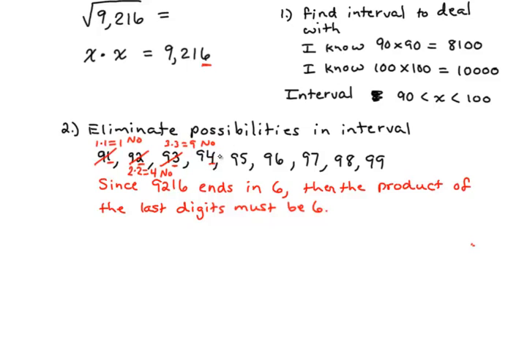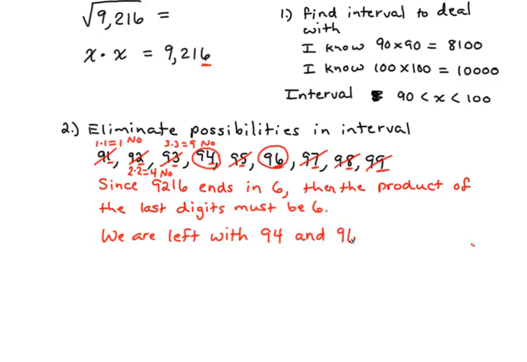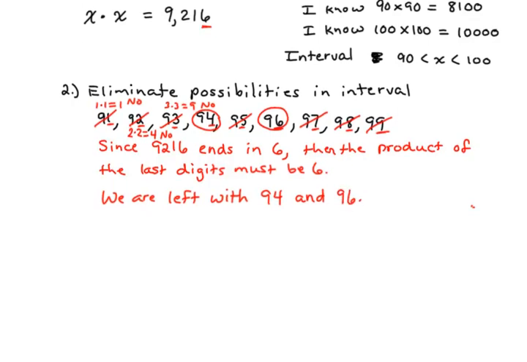4 times 4 is 16, so I'm going to circle that possibility. 5 times 5 is 25, that does not end in a 6. 6 times 6 is 36, so that ends in a 6. 7 times 7 is 49, that does not end in a 6. 8 times 8 is 64, that does not end in a 6. And 9 times 9 is 81, that does not end in a 6. So we are left with 94 and 96. So now since we have those two possibilities, we can simply multiply them together.